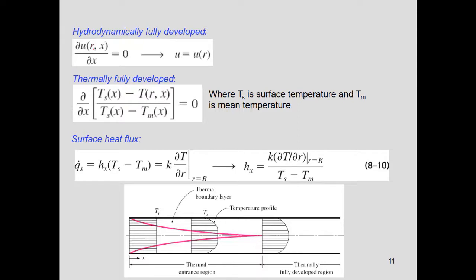Hydrodynamically fully developed says that the velocity, or relative velocity, is not changing. In other words, ∂u(r,x)/∂x is equal to 0. This equation simply says that the profile of the velocity is not changing. ∂u(r,x)/∂x is 0.